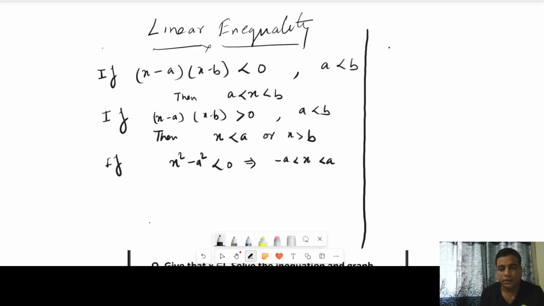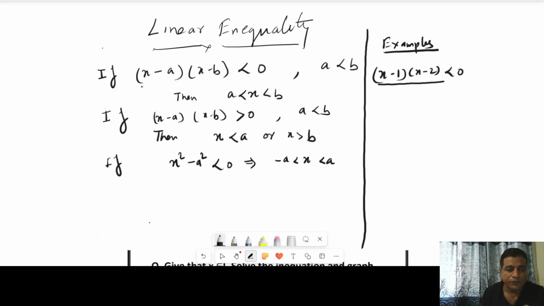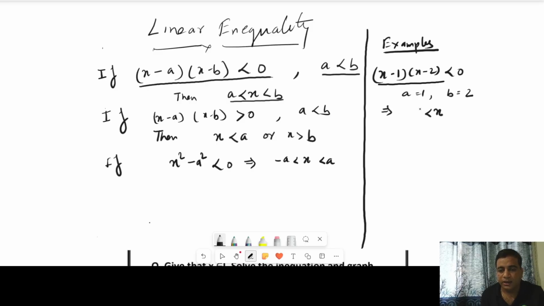Now, let's come to some examples. Let (x minus 1)(x minus 2) be less than 0. Here, if we compare this inequality with (x minus a)(x minus b) less than 0, a is less than b, then x lies between a and b. So here a becomes 1 and b becomes 2. So it implies that x lies between 1 and 2. It's your solution.